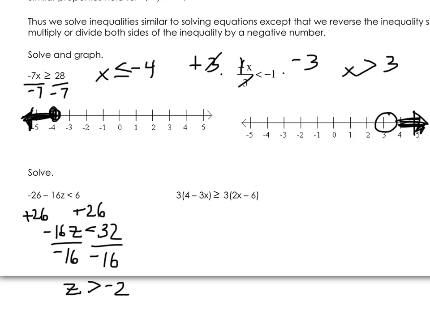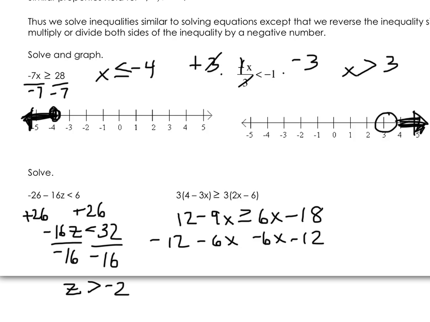Let's solve this problem. We have lots of parentheses. Let's eliminate the parentheses. 3 times 4 is 12. Minus 3 times a negative 3x is minus 9x. Greater than or equal to 6x minus 18. There are many different ways to solve this problem. The way I'm going to do it is subtract 6x from both sides, subtract 12 from both sides. That gives me minus 15x on the left. It gives me all my x terms on the left and all my number terms on the right.